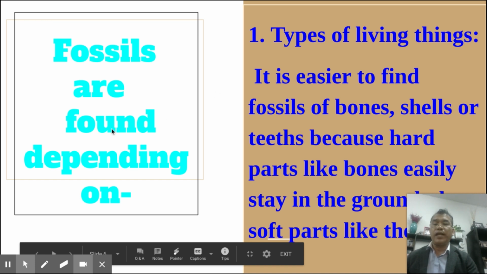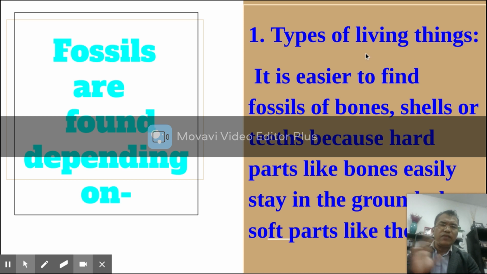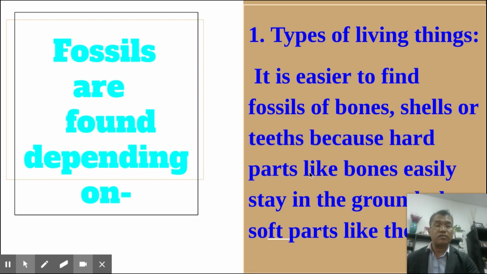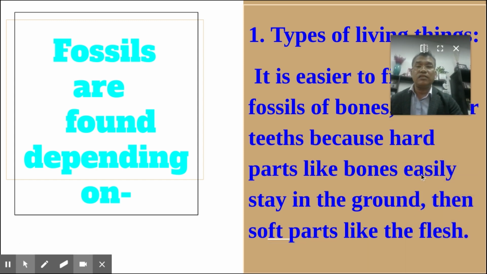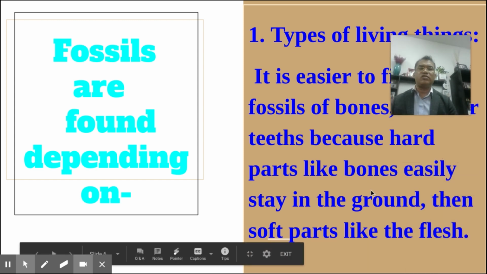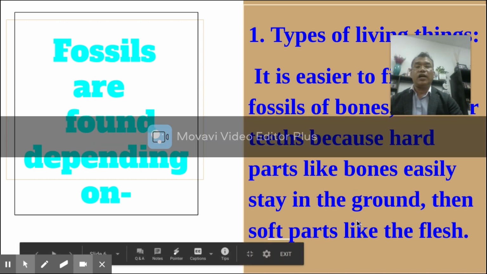Fossils are found depending on, number one, the type of living things. So the first one is what kind of living things there are. It is easier to find fossils of bones, shells, or teeth, right? Because they're hard parts. The bones easily stay in the ground. They don't get decayed. They don't get rotten. They are very hard, whereas the soft parts easily rot.